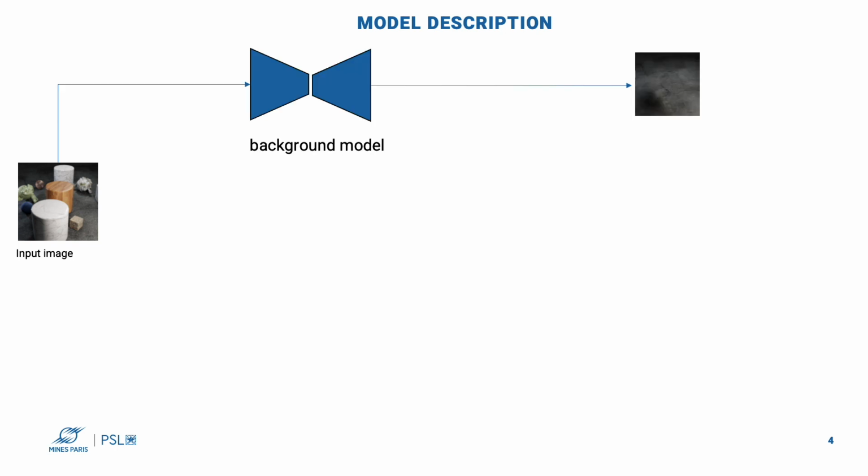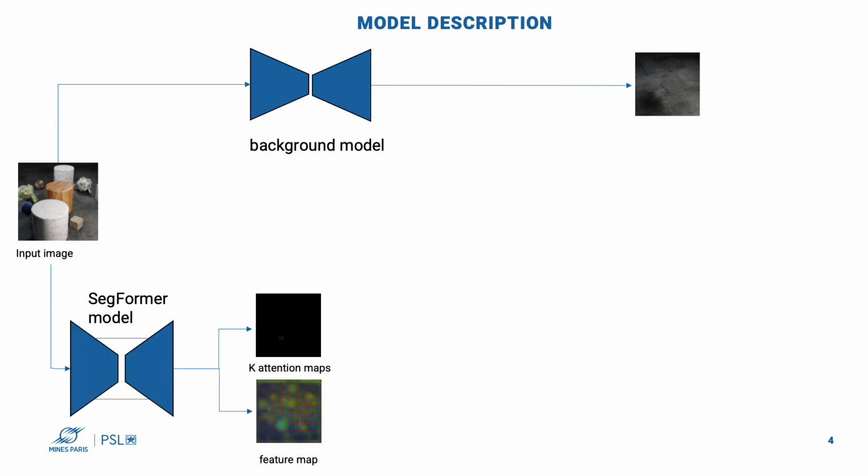The model is composed of the background model and the foreground model. The background model is simply a convolutional autoencoder, which makes sure that the reconstructed backgrounds lie on a low-dimensional manifold. The object model uses a SegFormer model, which generates two kinds of high-resolution outputs, one global feature map and k object attention maps, where k is the maximum number of objects present in the scene.